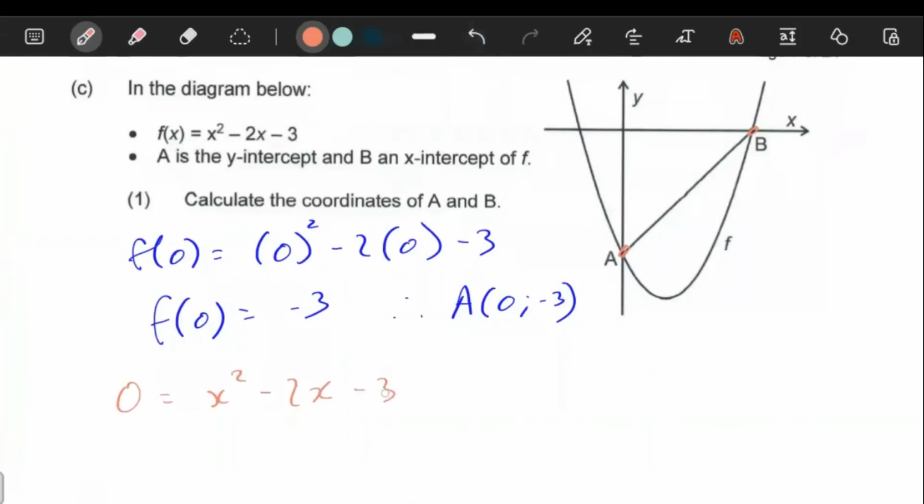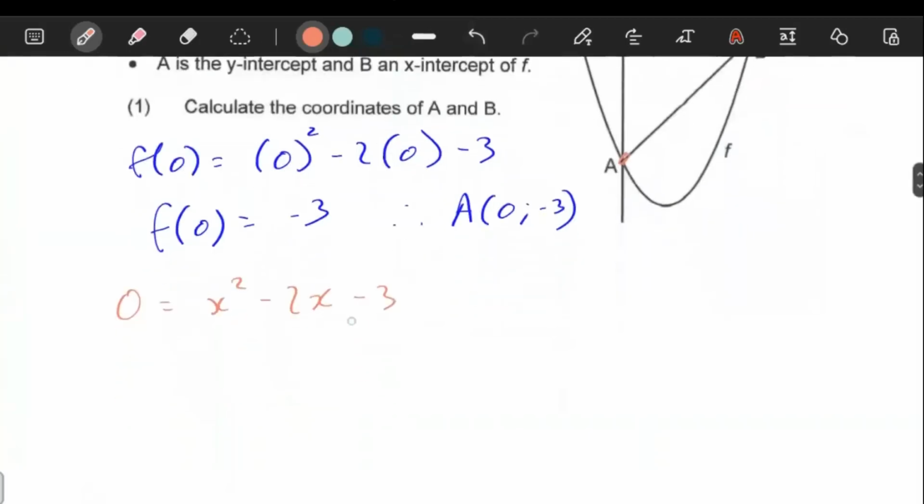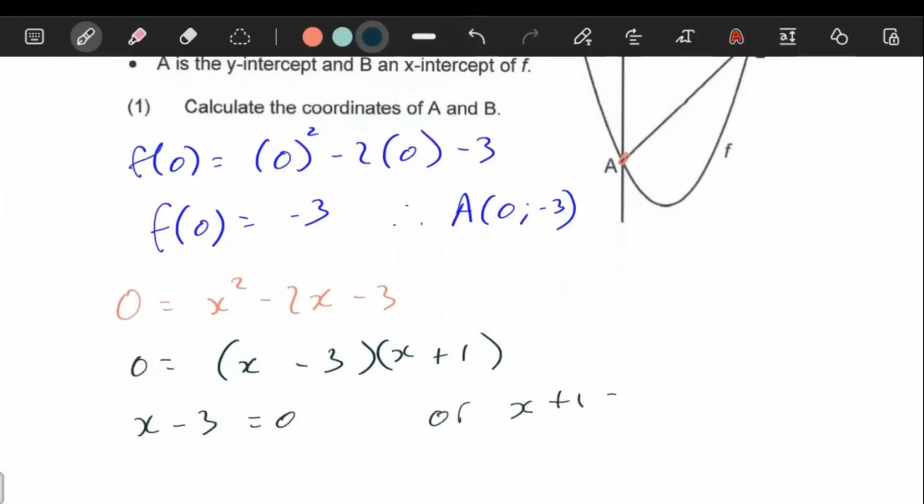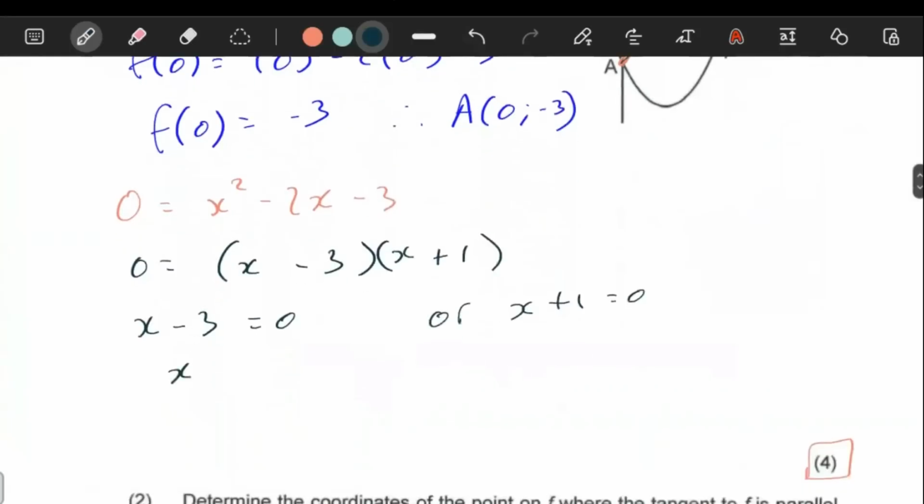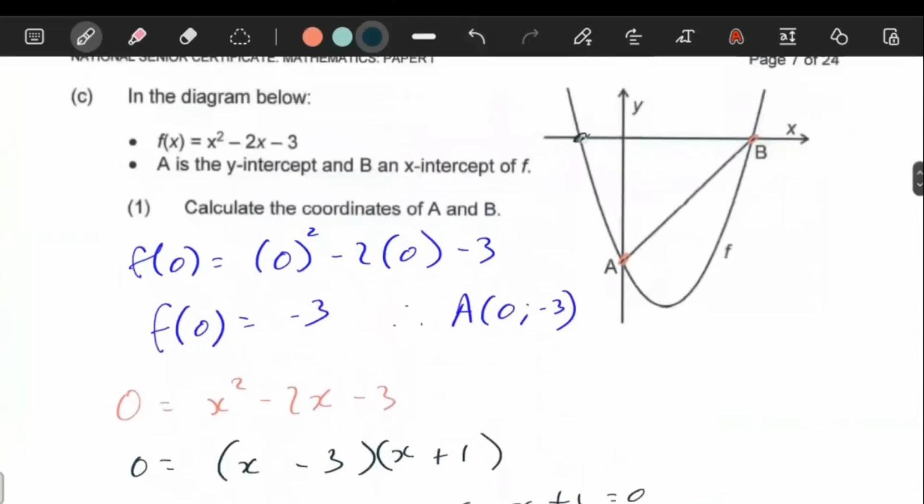So factors of 3 that give it 2. Let's see if this can be factorized. Factors of 3 are just 3 and 1, but to get a -2, you have to say -3 plus 1. There you go. So this makes sense, because now at least you can say x minus 3 is equal to 0, or x plus 1 is equal to 0, which makes sense because clearly visually it looks as though this is going to be a -1, this is going to be a +3.